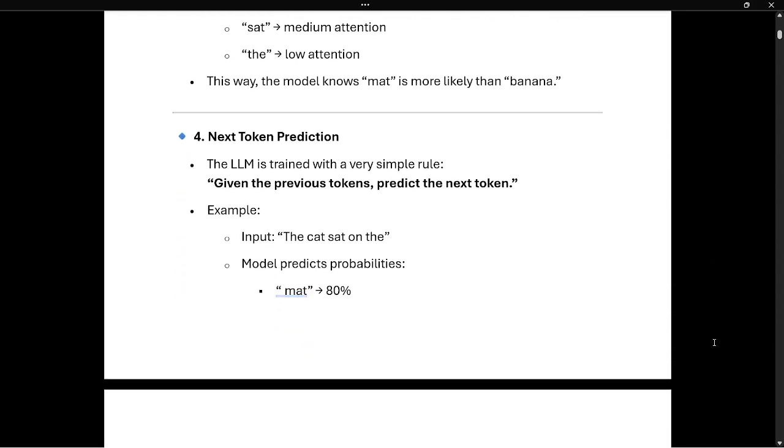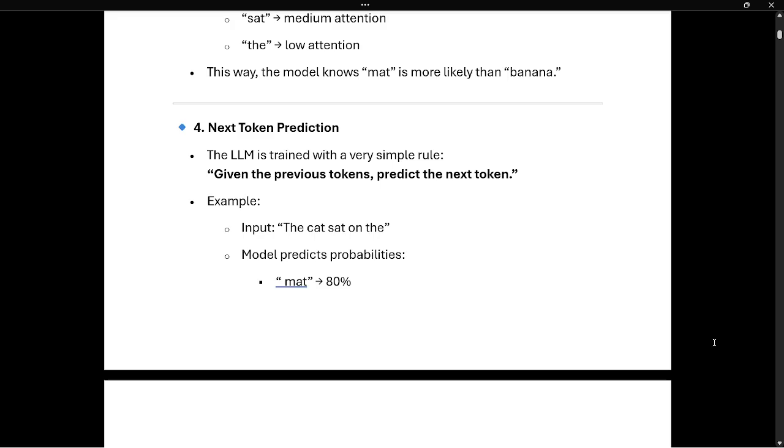And then, how is the next token predicted? The LLM is trained with a very simple rule: given the previous tokens, predict the next token. This is the main mechanism of our LLM. Given the previous tokens, predict the next token.